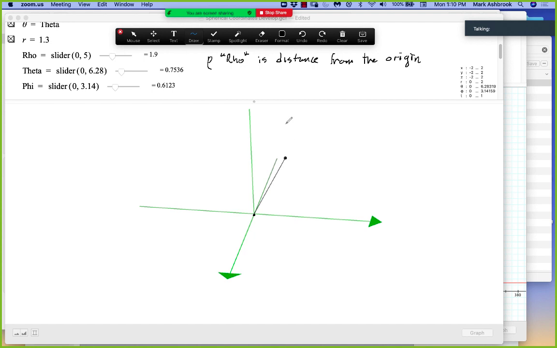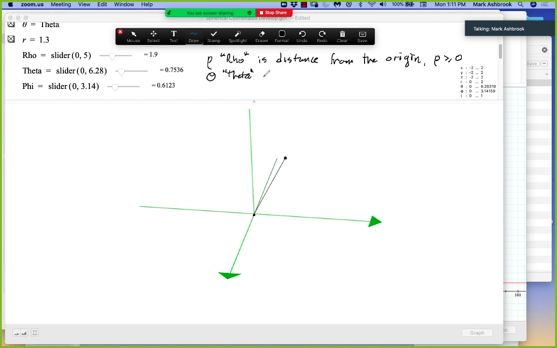All right. So rho is going to be greater than or equal to 0. So we're not going to consider negative rho values. Rho equals 0 is the origin, and then as you move away from the origin, whatever distance you go, that's rho.